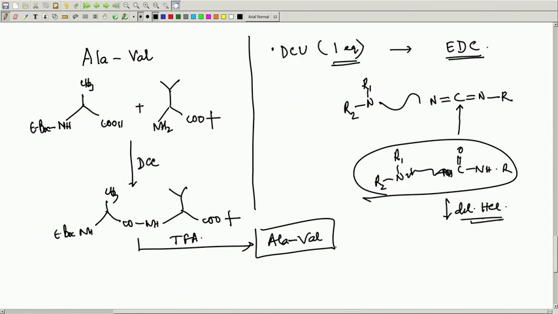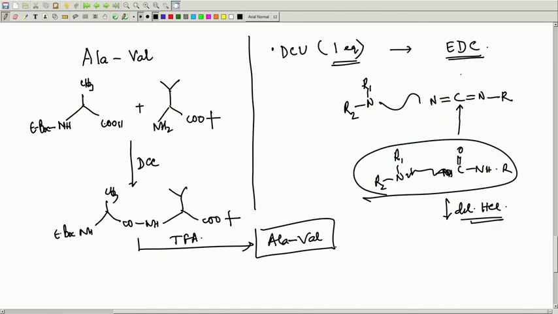So, if you just give a wash with dilute HCl, the urea derivative coming from EDC will go out. So, that is good: when you have problems with DCU, you can use EDC. However, this is a much costlier agent than DCC. DCC is much cheaper. Okay, so, that is one problem which can be taken care of by other coupling agents.